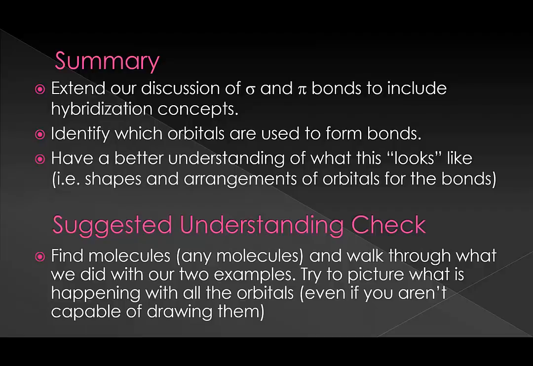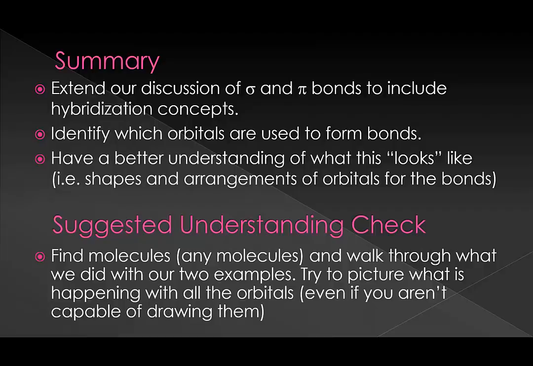So in summary, we took our discussion of sigma and pi bonds, and we included hybridization now. We identified which orbitals are used to form bonds, and have a better understanding of what this looks like. The best way to check if you really understand what it looks like is to actually try to draw it out. You should at least be able to picture in your head what they look like.